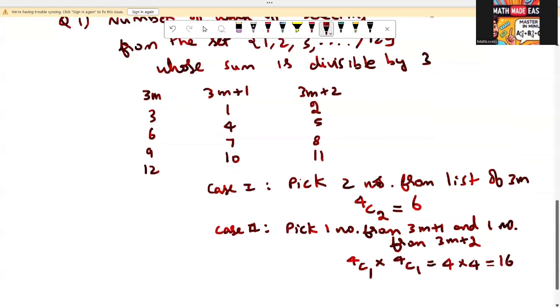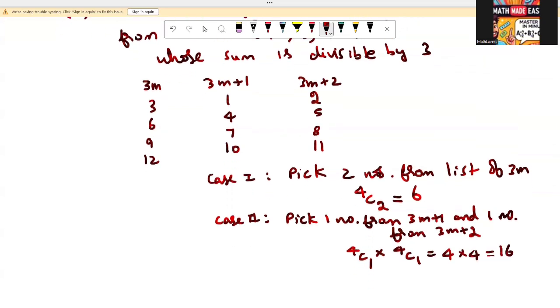Both the cases are success for us, so we need to add both the numbers of ways. So the 6 ways and the 16 ways have to be added to give us the total number of success ways. So the answer will be 6 plus 16, which is 22 ways. Okay, I hope this question was interesting.